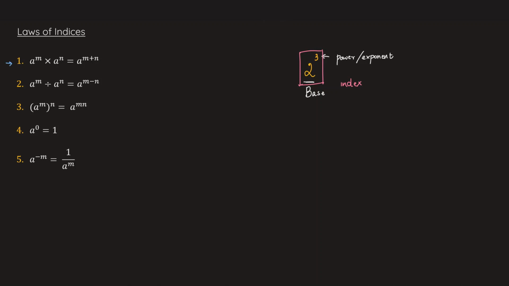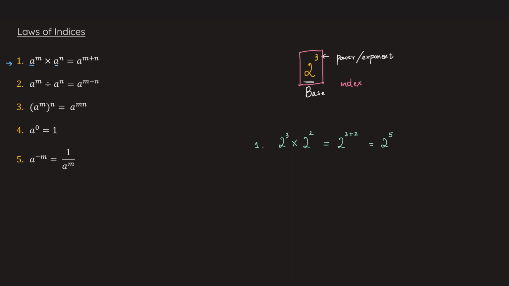Now what does that mean? One thing you need to notice here is that the bases are the same. Both of the bases are a. So what we are trying to say here is when you multiply two indices with the same base, the powers will add. So if I want to show you an example, say 2 to the power 3 times 2 to the power 2. This is equal to, according to the first law of indices, 2 to the power 3 plus 2. The answer will be 2 to the power 5.